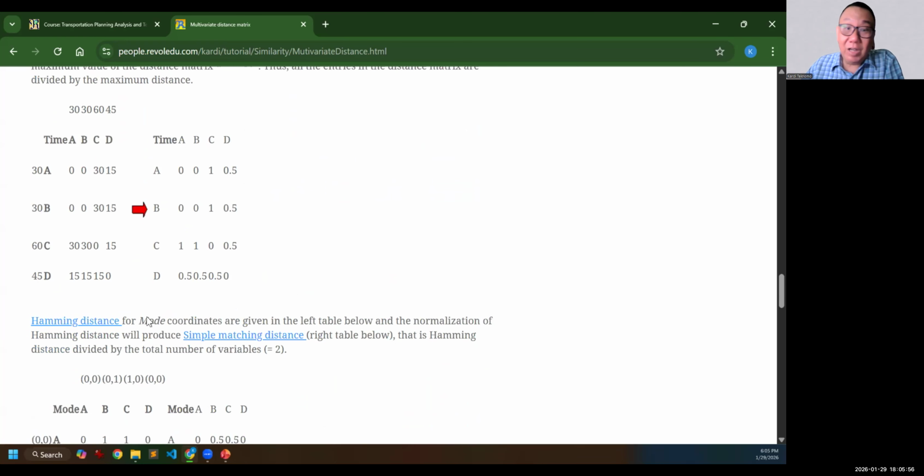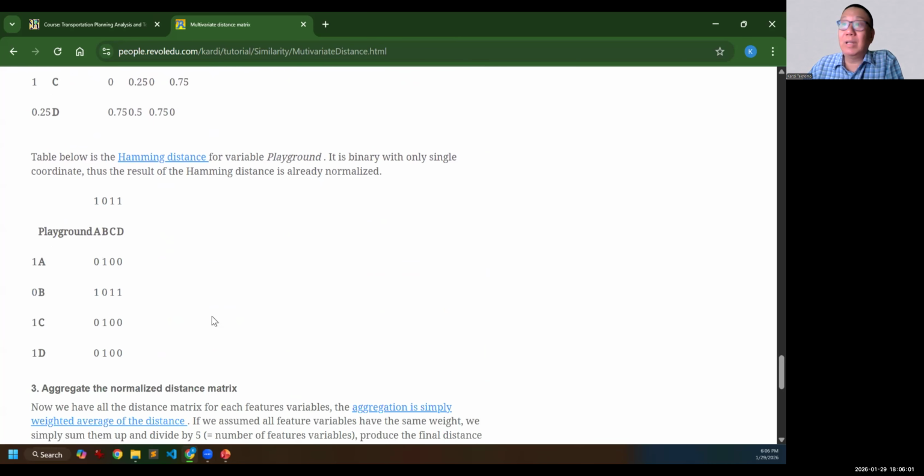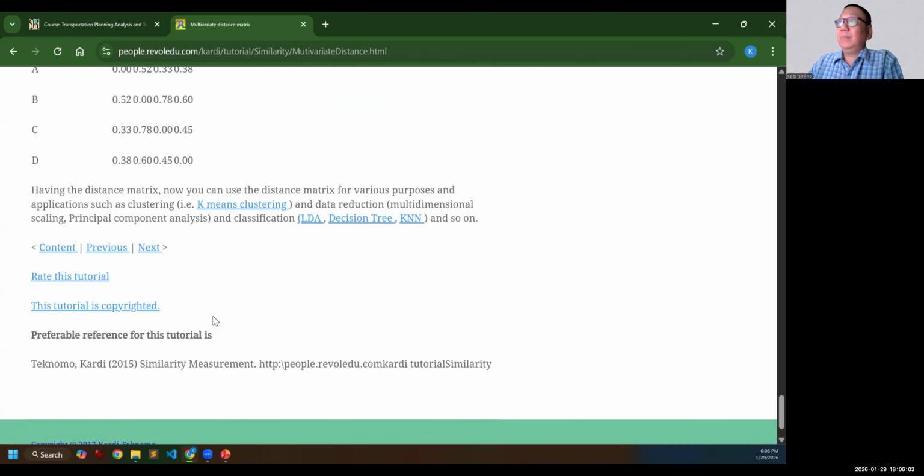So depending on the data type. Yeah. These are the examples, so you can read by yourself. Okay. And based on that distance, then you can measure many different analysis. Yeah, for example, you want to do decision tree, clusterings, and so on. Is this clear or not? Any question?